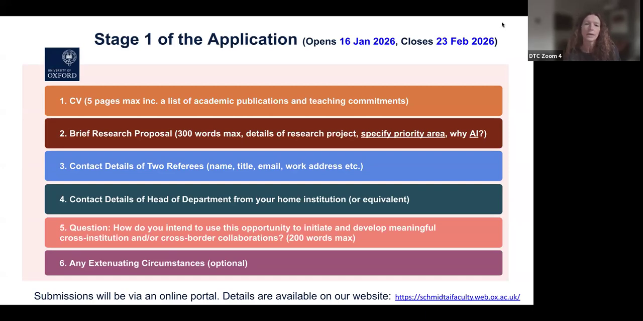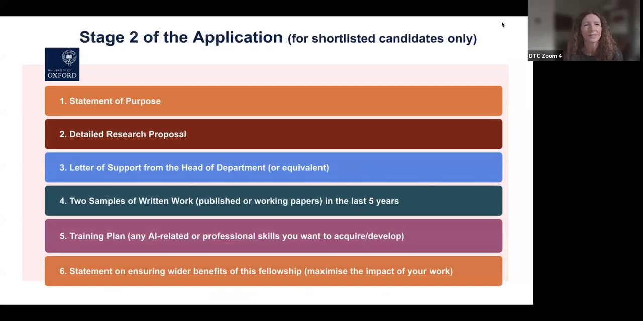And then finally, if you have any extenuating circumstances that you think we need to be aware of, any additional support that you require if you were to be successful in the fellowship, we ask that you provide that at stage 1 of the application. I'm going to talk shortly about the online portal and also provide you with the details of where to apply. So if we move on to the next slide, please, Alicia.